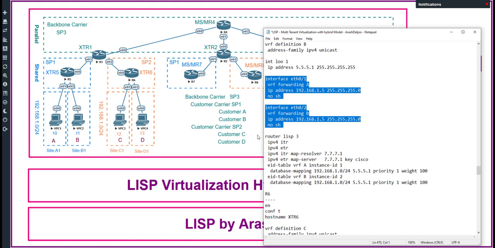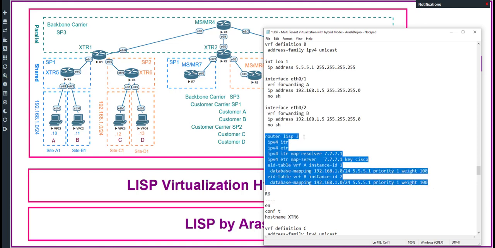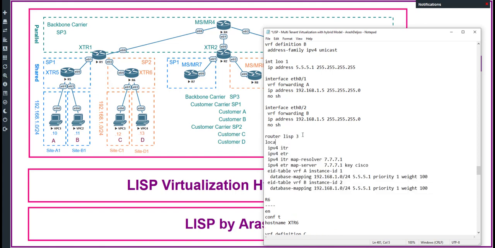Also, let me use one LISP instance. You know that we need to use only one LISP instance because we have only one locator table. Let me use locator table default here. What is the meaning of locator table default? It means we are using the global routing table, because here we don't have any VRF in the RLOC space. IPv4 ITR, IPv4 ETR, IPv4 ITR map-resolver 7.7.7.1. This is the IP address of loopback 1 of router 7, and then IPv4 ETR map-server 7.7.7.1 key cisco. So easy.